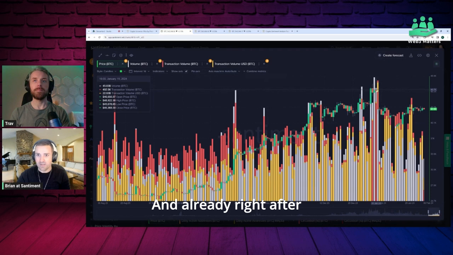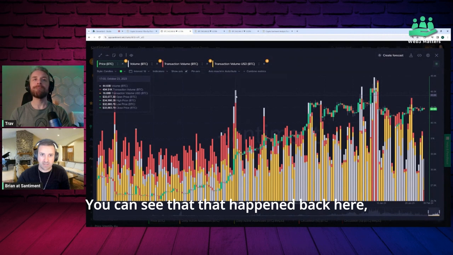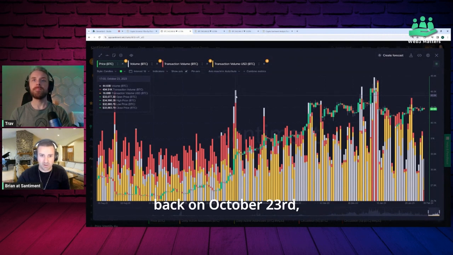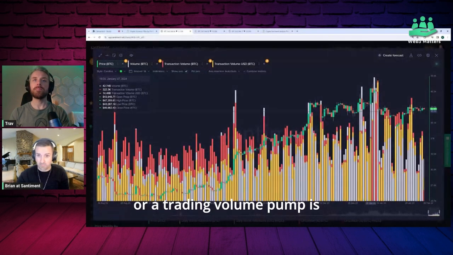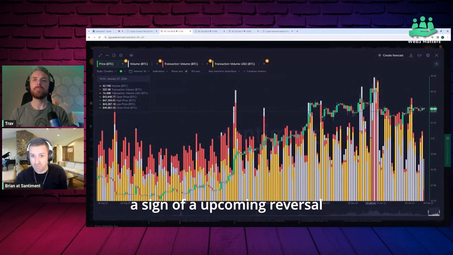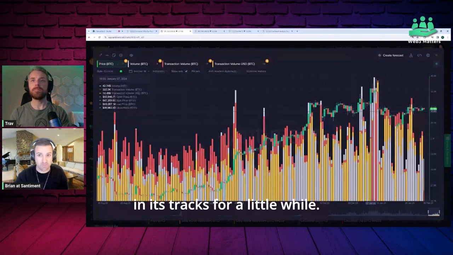And already, right after the announcement was made, you can see the trading volume was starting to fall down. Very typical sign of a top, or at least a sign that a pump is going to slow down. You can see that happened back here, back on October 23rd, after we saw a big pump from 25 to above about 35K. Even right here, you can see it drop down right after. So generally, a huge transaction volume or trading volume pump is a sign of an upcoming reversal or a sign that the trend is about to stop in its tracks for a little while.